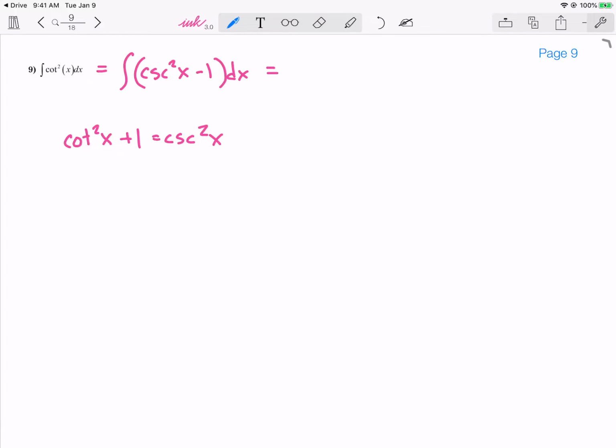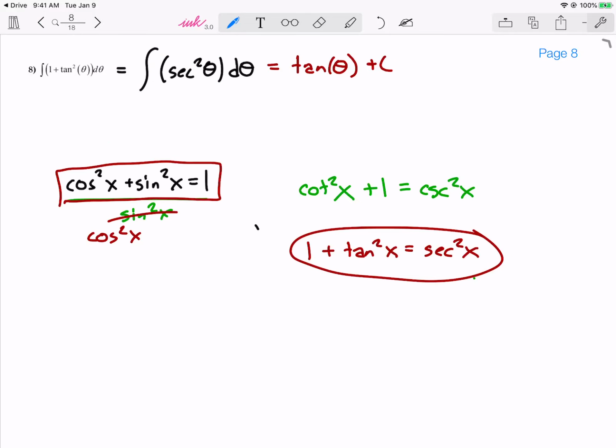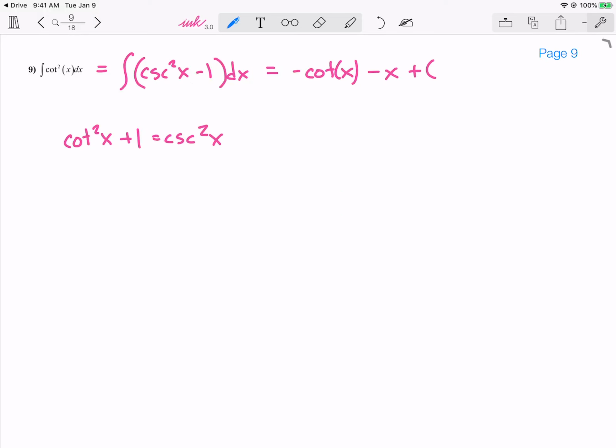Now I have to remember who has a derivative that's cosecant squared. Well, cotangent has a negative derivative of cosecant squared, so I get a negative cotangent of x. Integral of negative 1 is just negative x, and then I add my c. I hope I added my c on the last one. I sure did. So this one was another Pythagorean identity, just rewritten in a way that we don't commonly see.